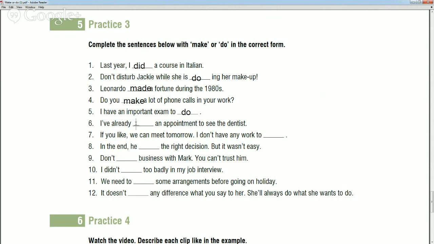Okay. Number 6. I've already made an appointment to see the dentist. Oh, I'm sorry. I hope you're not in a lot of pain when you leave. So, okay. Number 7, Perla. If you like, we can meet tomorrow. I don't have any work to do. Cool. What time? 6 o'clock. Okay. I don't think I'm teaching tomorrow, so let's go.